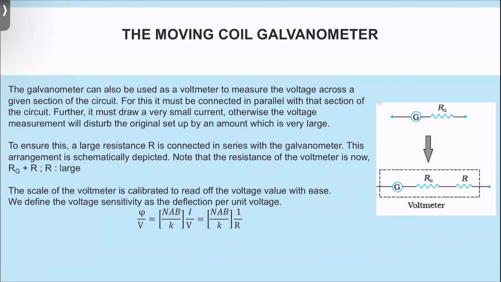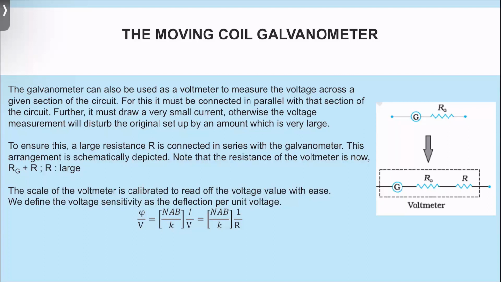Similarly, as we have said, the galvanometer can also be used as a voltmeter. For it to be used as a voltmeter, it has to be connected in parallel with the circuit. Because we are trying to measure the voltage across the circuit, we have to ensure that a small amount of current is drawn by the galvanometer, and the rest of the current is flowing through the other part of the circuit.